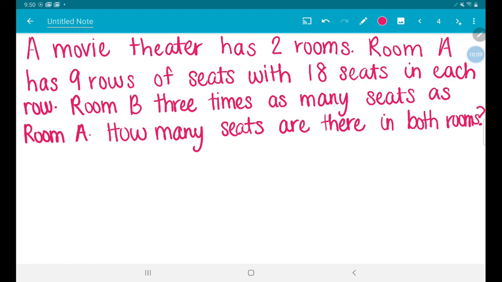What did you times it by? 3. If I've got 18 seats in 9 rows, what am I going to multiply? Yeah, 18 times 9. Make sure you're using multiplication strategies instead of repeated addition. Repeated addition's not a good strategy when you're multiplying big numbers. Is that repeated addition? No, that's good. You can do that.